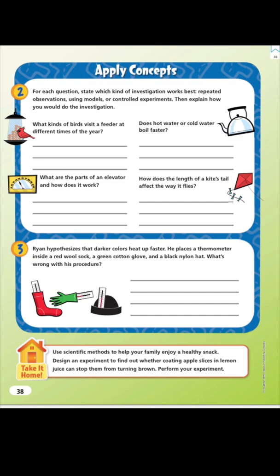The first one: what kinds of birds visit a feeder at different times of the year? The second one: does hot water or cold water boil faster? The third one: what are the parts of the elevator and how does it work? Here: how does the length of the kite tail affect the way it flies? So now I want all of you to think about the answers for these questions, and next time we are going to discuss it together.